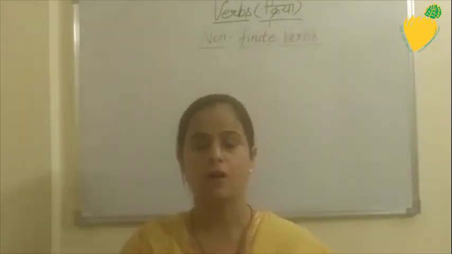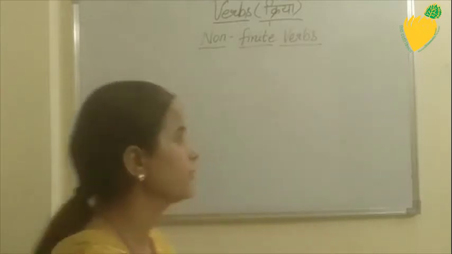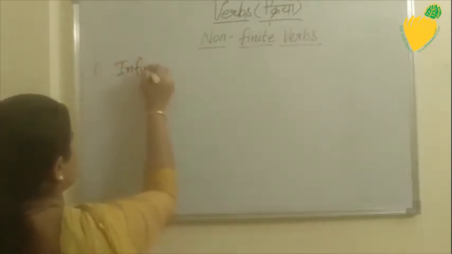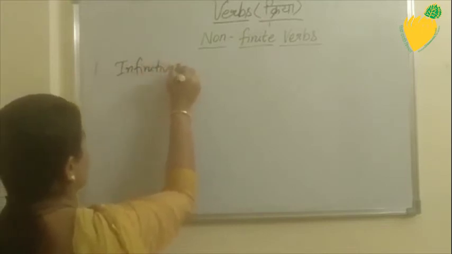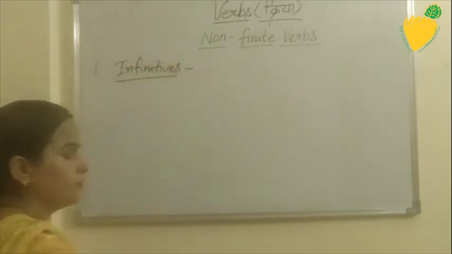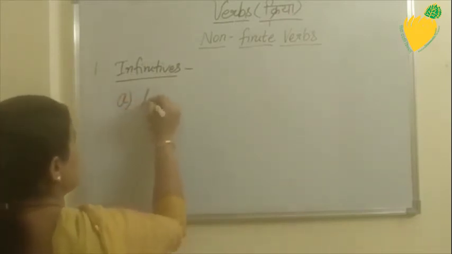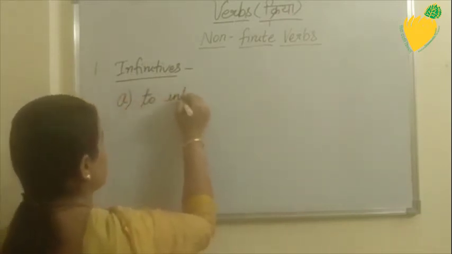Non-finite verbs are of 3 types. First one is infinitives. In infinitives we have two. First is to-infinitives.